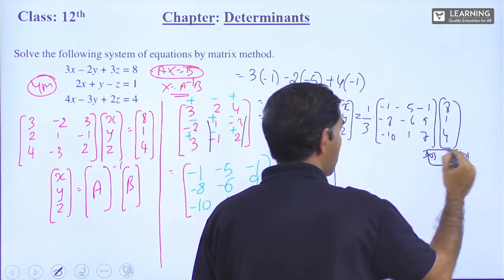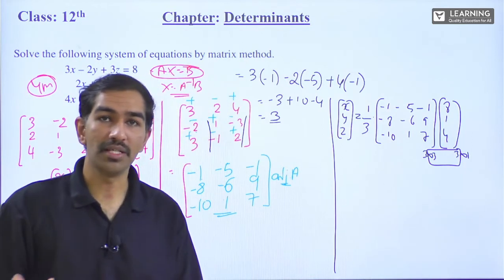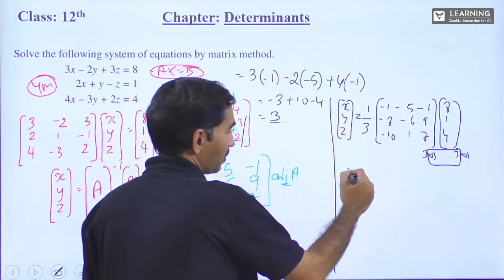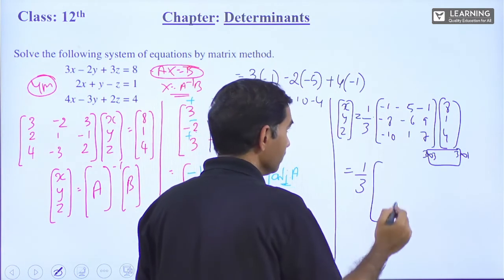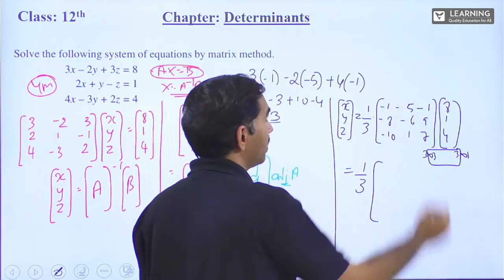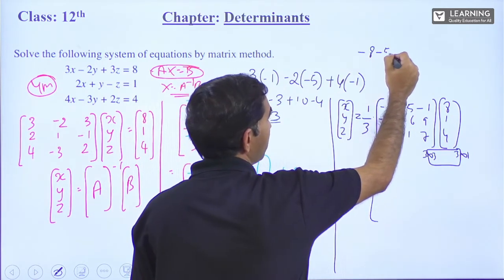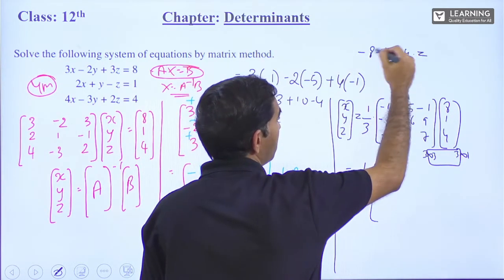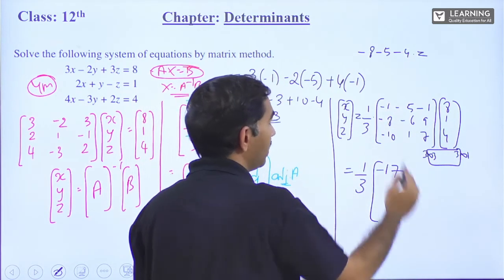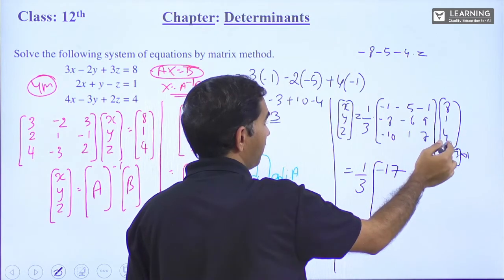The number of columns in A is equal to the number of rows in B, which means we can matrix multiply them. So 1 by 3 as it is we'll keep. Minus 8, minus 5, minus 4. Minus 8, minus 5, minus 4, minus 12, minus 17 we are getting here. Okay, minus 8, minus 5, minus 4.